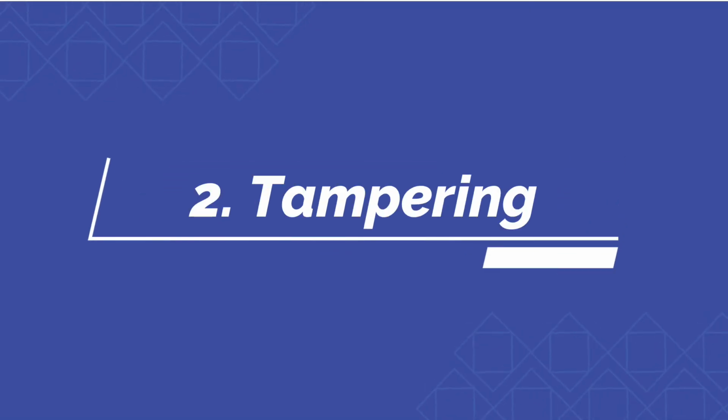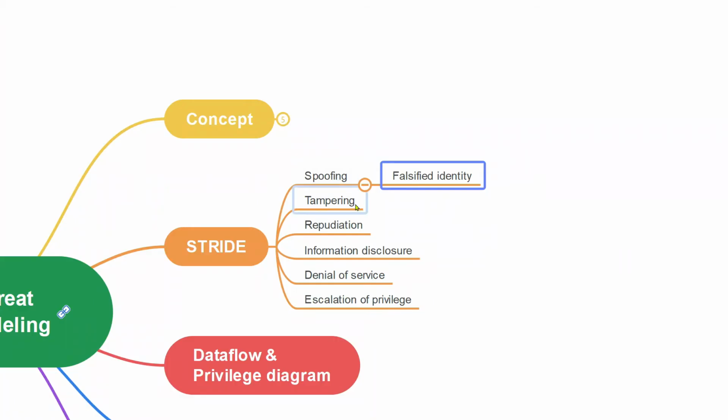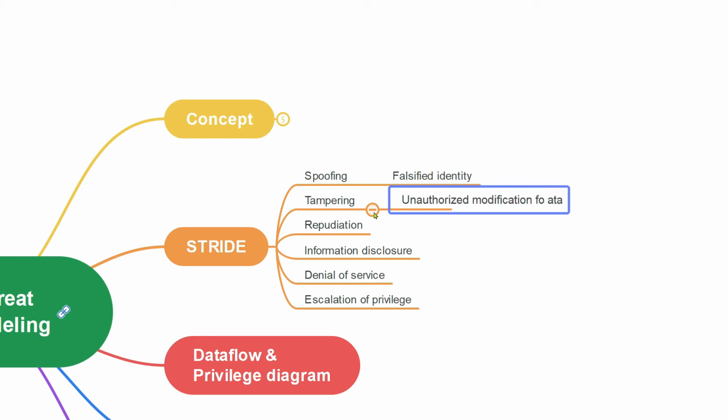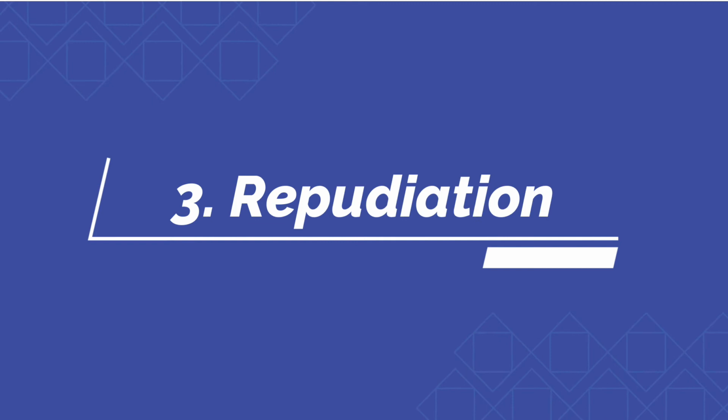Tampering. Tampering is unauthorized modification of data, either for the data at rest, data in motion, or even in use. So tampering is an attack on integrity and availability.